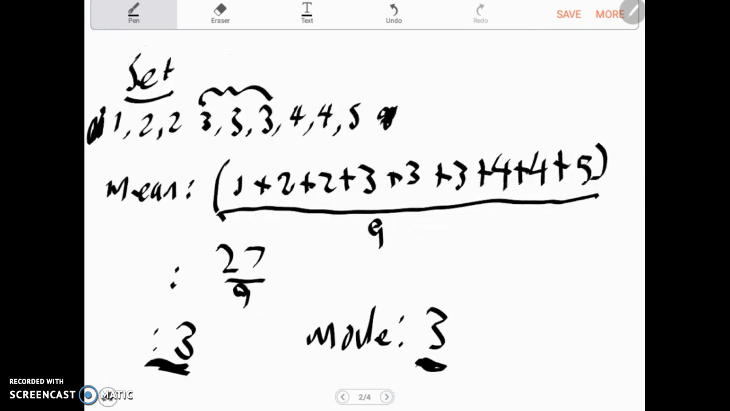The mean, we just add all the numbers together, and then divide it by the number of data points there are. And because there are 9 data points, we divide it by 9. We add all the numbers up, we get 27. And we divide that by 9, we get 3. So the mean is 3.